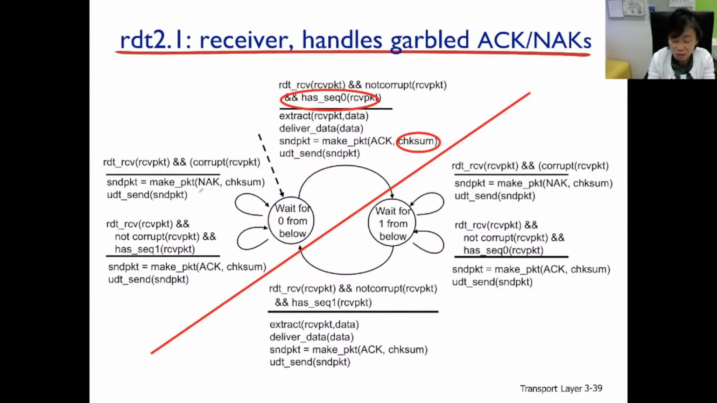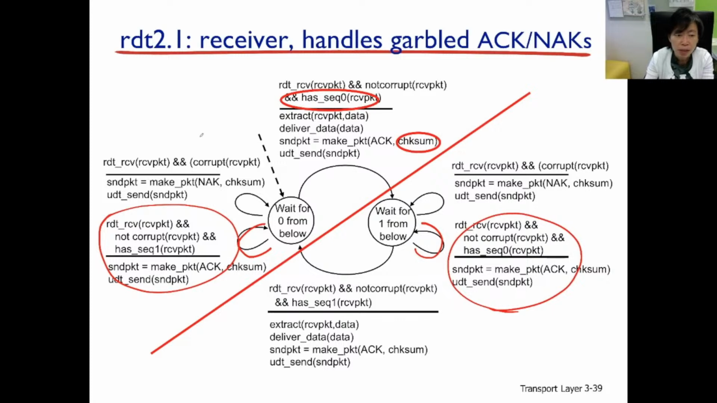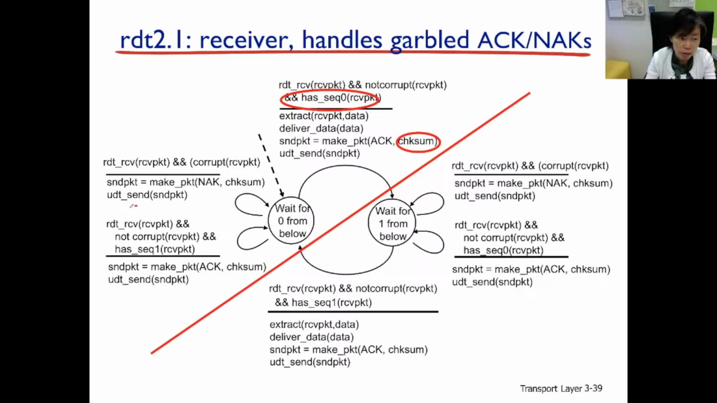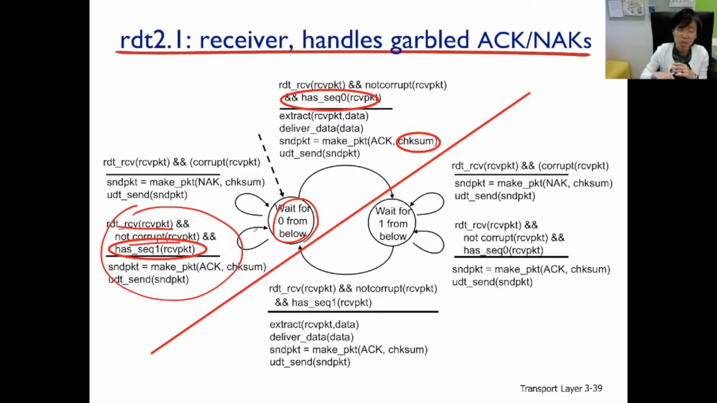The two transitions remaining, this one and this one here. Just like these two, very similar. They are actually very similar as well. So let's focus on this one here. This is the case when we are waiting for packet 0 to arrive. We did get a packet, it's not corrupted, but it has the wrong sequence number. How can this be happening?